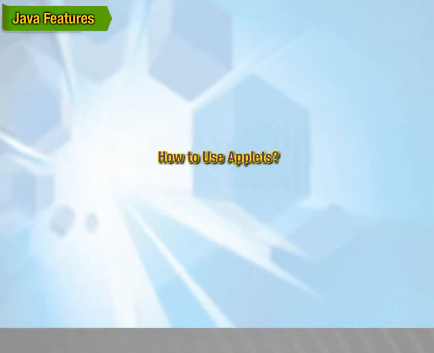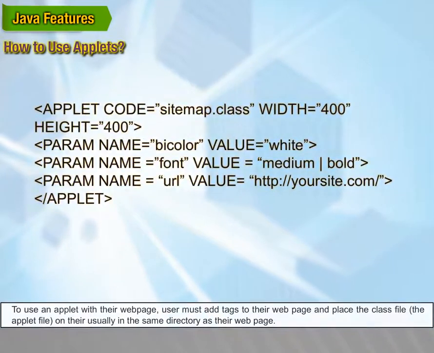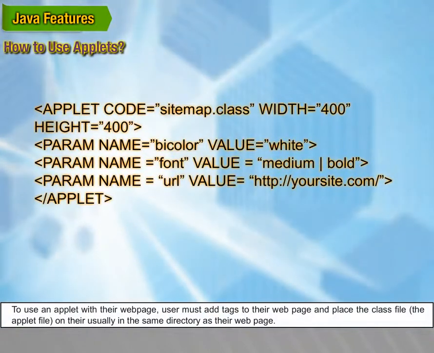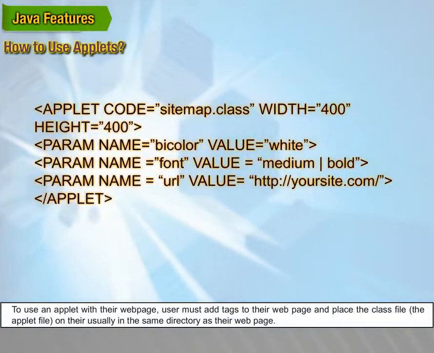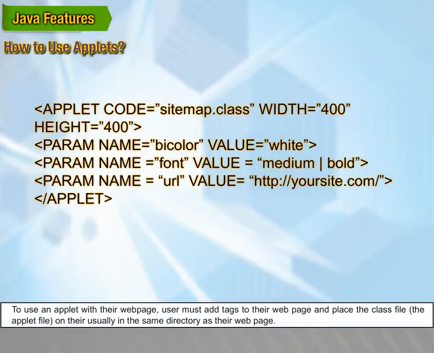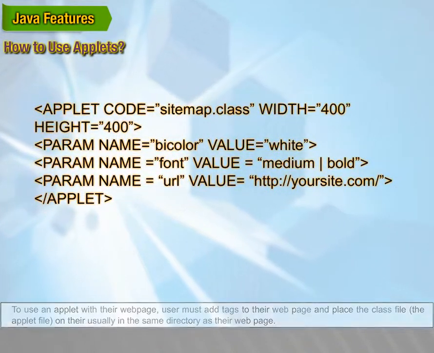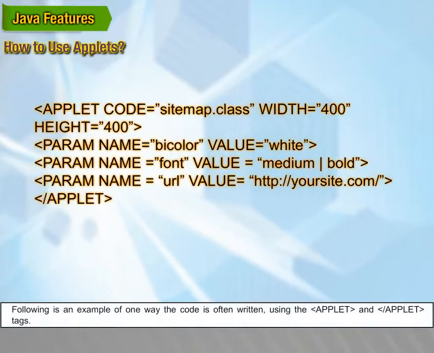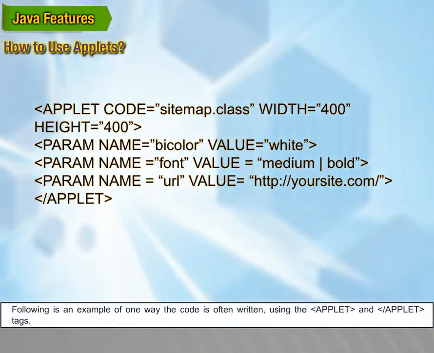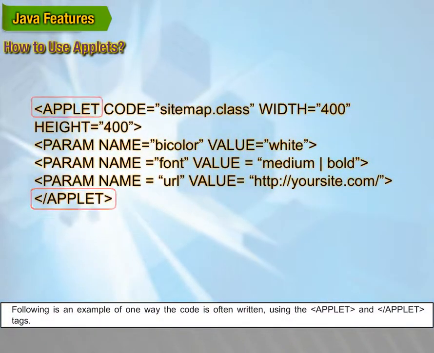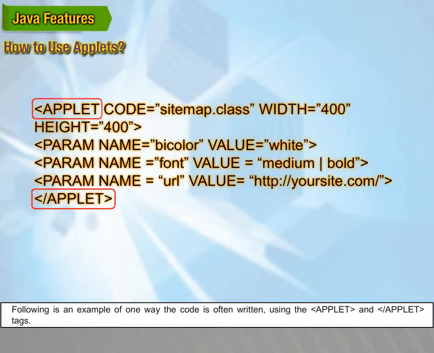How to use applets? To use an applet with their web page, user must add tags to their web page and place the class file, that is the applet file, on there, usually in the same directory as their web page. Following is an example of one way the code is often written using the applet and /applet tags.